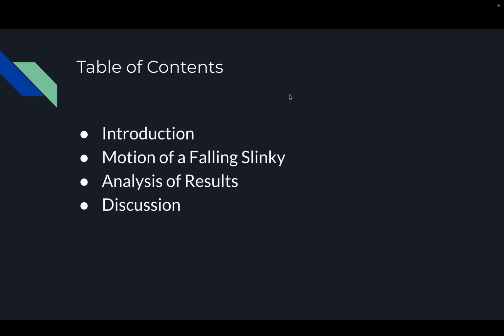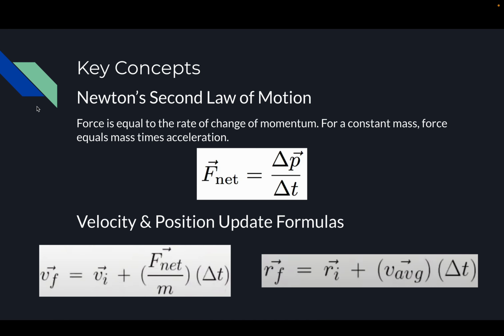Starting it off with a table of contents, we're going to be going over an introduction, motion of a falling slinky, analysis of results, and discussion. So, going over some key concepts, first is Newton's second law of motion, which states that force is equal to the rate of change of momentum, which we can see: net force is equal to change in momentum over change in time. And we're going to be using the velocity update formula and position update formula to predict some motion.